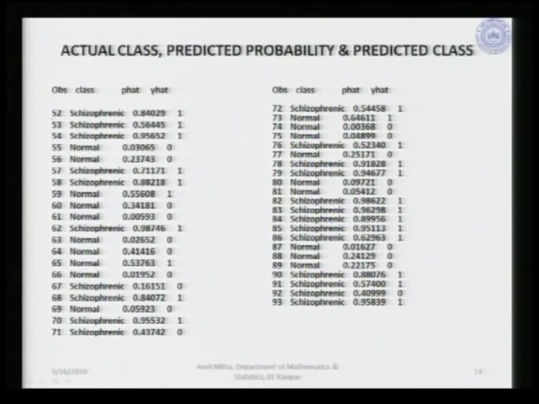So this is at observation number 52. It is of schizophrenic class membership. We have the predicted probability. Now what is this predicted probability? This is the probability that y is equal to 1, that is, it is schizophrenic, given x. So that probability is 0.8402. So it is greater than 0.5, and hence the predicted class membership is given as 1. Now this is a correct classification.